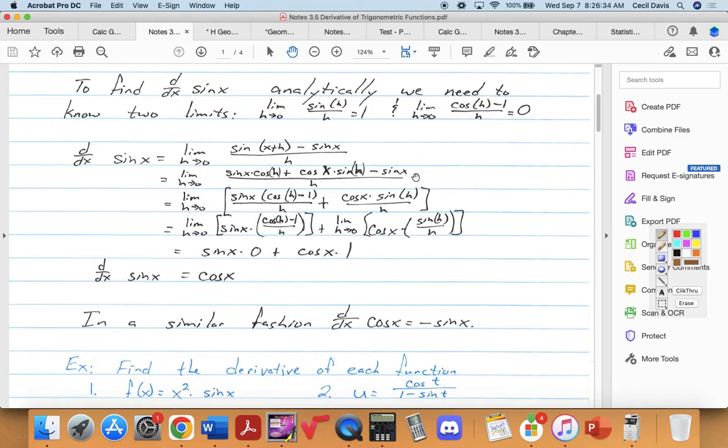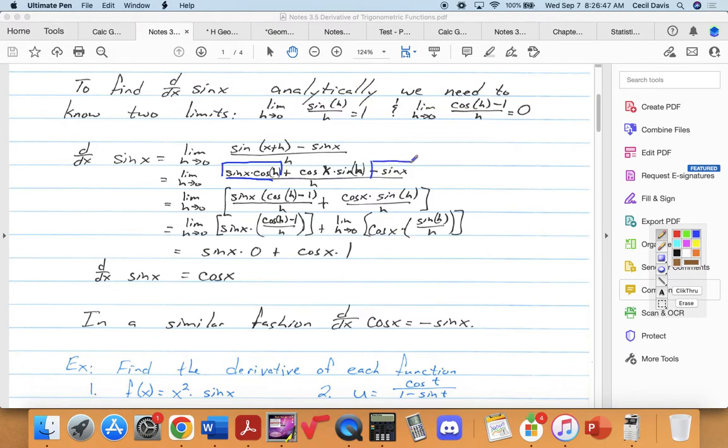Here's where you start getting tricky. What we're going to do is factor a sine of x out of this term and this term. If I factor a sine out of those two, I get sine of x times cosine of h minus 1 all over h, plus I still have this middle term, cosine x sine h over h. So I've done two things there. I've factored and I've split it into two different fractions.